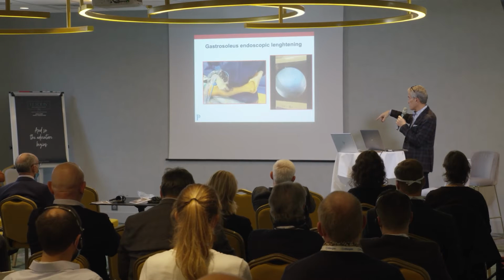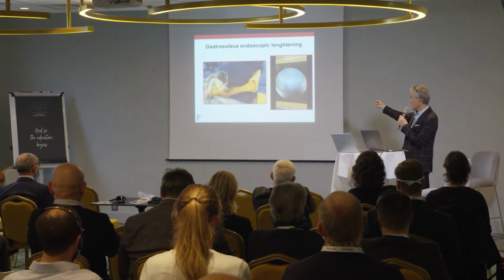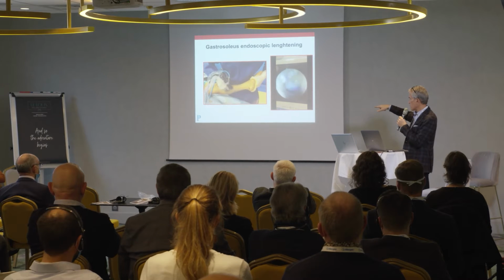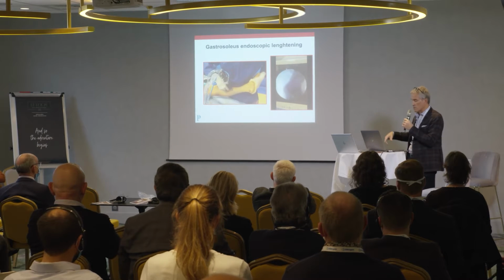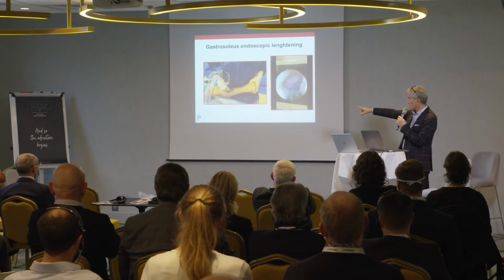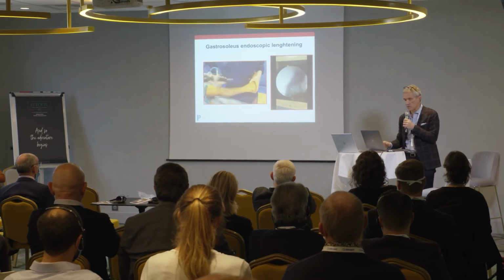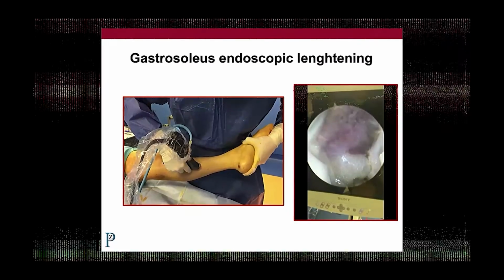As we can see here in the video, we can see the probe inside the muscle, and you can see on the right, on the top, the gastrocnemius aponeurosis, and we make the cut of the gastrocnemius. And you see, when we go back to the muscle, you see just the muscle without the gastrocnemius, and you see on the left the correction of the foot after the endoscopic lengthening.